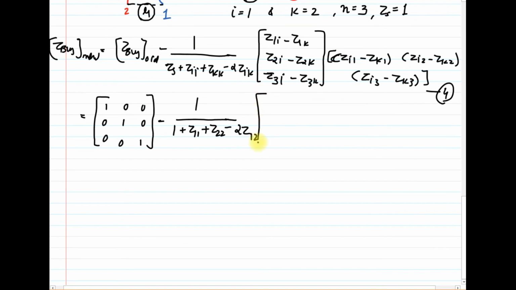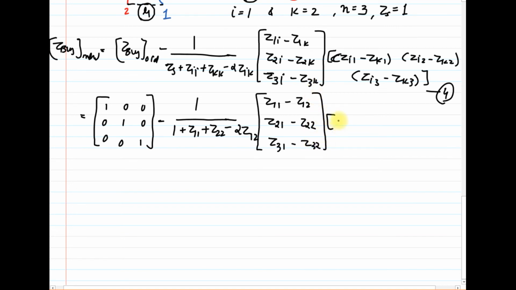Next, this column vector. Just substitute I equal to 1 and K equal to 2 in this equation number 4. So we will get Z11 minus Z12, Z21 minus Z22, Z31 minus Z32.